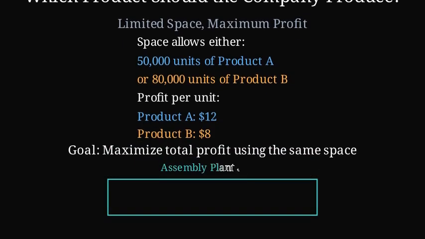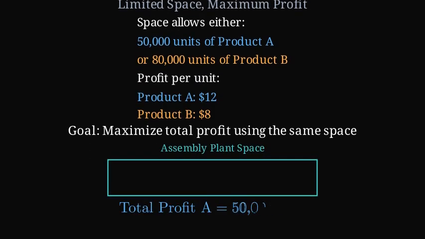Let's visualize the space. Imagine the assembly plant as one long rectangle. We will use the same space for either product A or product B. Product A uses more space per unit, so fewer units fit. Product B uses less space per unit, so more units fit.